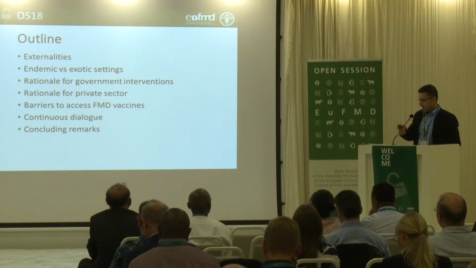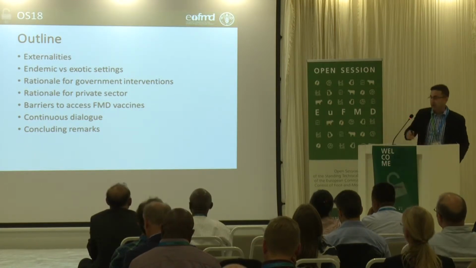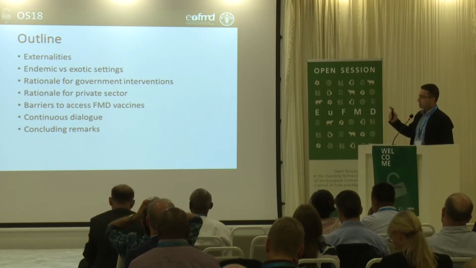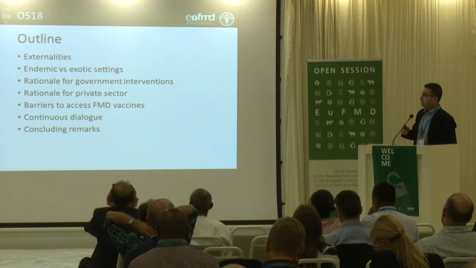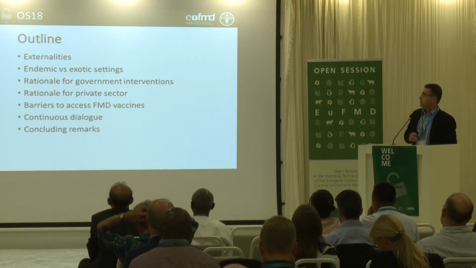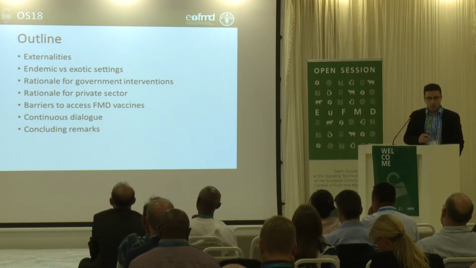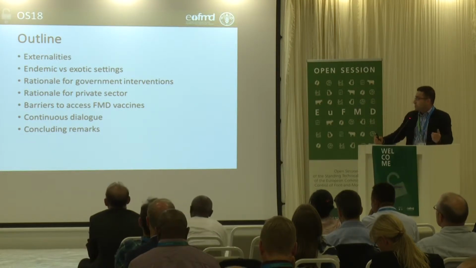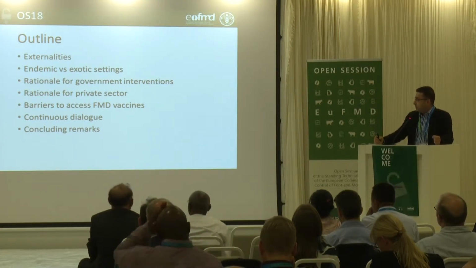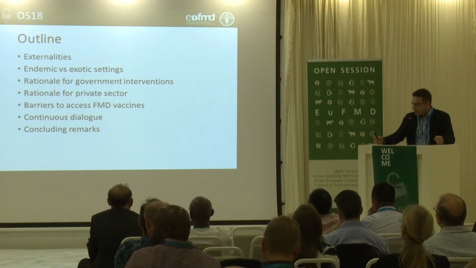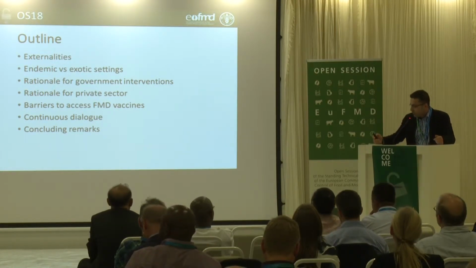So I start with some jargon, apologies for that: externalities. And then I start talking about endemic versus exotic settings, the rationale for government interventions in terms of animal diseases especially, and the rationale or motives for the private sector to get involved. Barriers to accessing foot and mouth disease vaccine, and the continuous dialogue or training that is needed to solve some part of this problem. And some concluding remarks.